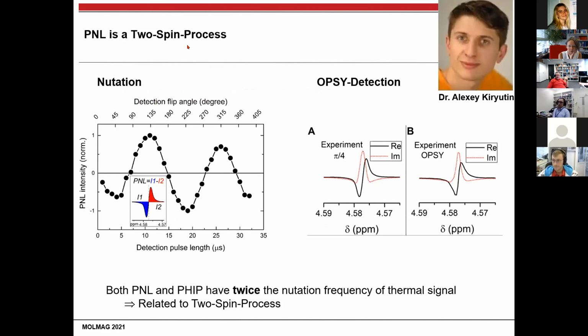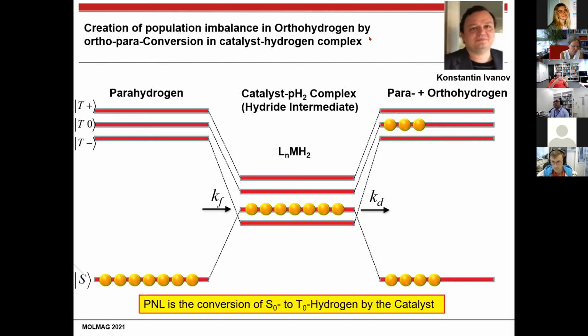And then we did some experiments, and these experiments showed us that the PNL is a 2-spin process. A 2-spin process you can show, for example, by nutation experiments, because in the nutation experiment, the nutation frequency is twice the B1 and not 1 times like normal nutation. Or you can do something called opposite detection. Opposite detection is an experiment which was developed by Duckett about 10 years ago, which just filters out the 2-spin part from the single spin coherences in the NMR. And both proved that it's really a 2-spin process. And then we started scratching our heads, wondering what could be going on. Fortunately, Kostya then stopped the scratching of our heads, because he was able to show what's going on.